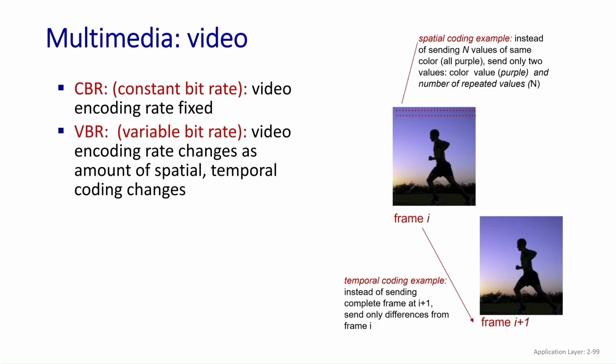Okay, both of these points are correct, though here I have said something else, and something else is written here, right? So what does variable bitrate say? Video encoding rate changes as the amount of spatial and temporal coding changes. This is also true.